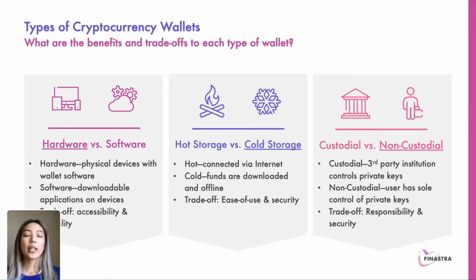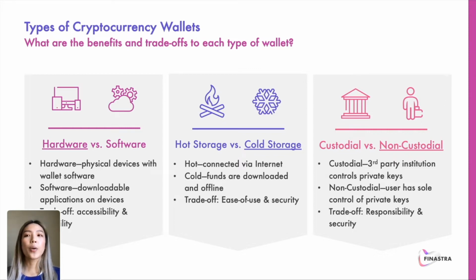So here I've underlined the more secure option between each type, but now let's go through the details. So when we're looking at hardware versus software wallets, hardware wallets are physical devices that already have the wallet software on them. And some examples are Trezor and Ledger, these are the most popular. While software wallets are downloadable applications on your choice of a compatible device. So some examples are like MetaMask and the Coinbase wallet. And by the way, the Coinbase wallet is actually a different app from buying and holding your coins on the Coinbase Exchange app.